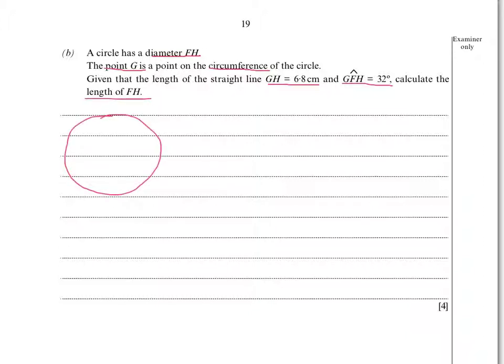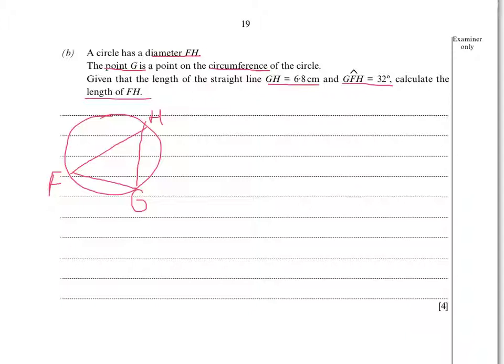So if I draw my circle, and it's got a diameter FH, so that means it cuts halfway through my circle from F to H. It then tells me that there's a point G on the circumference of my circle. So if I draw and join those lengths, that makes a triangle.